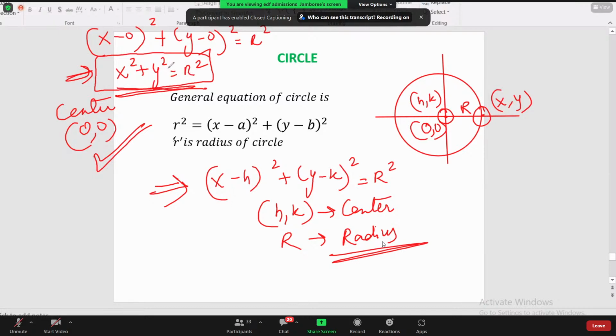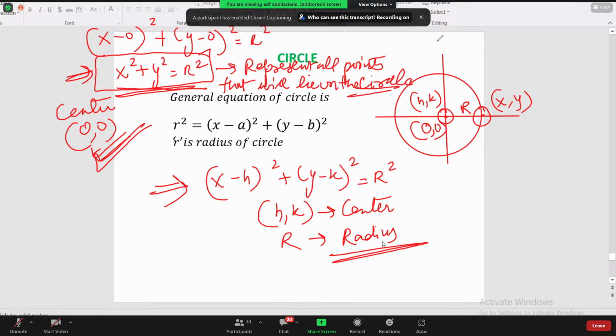Secondly, and most importantly, what you need to further remember is that this equation, which is x square plus y square is equal to r square, will have the center at 0 comma 0, and it will represent all the points that will lie on the circumference, or I would say in simple terms, lie on the circle.